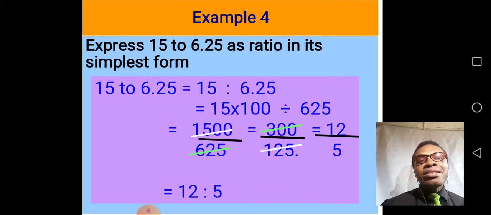Express 15 to 6.25 as ratio in their simplest form. And so we say 15 ratio 6.25. Don't forget 6.25 is in 2 decimal places. And so to get rid of 2 decimal places, you multiply by 100. So that's 15 times 100 divided by 625. So our 6.25 becomes 625 straight off. So we multiplied by 100, 2 decimal places. So we have 1500 over 625.